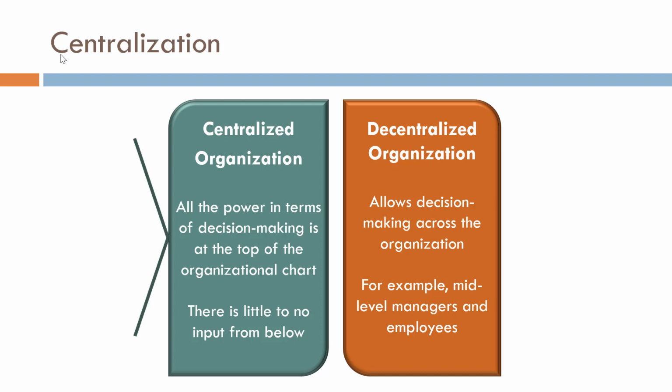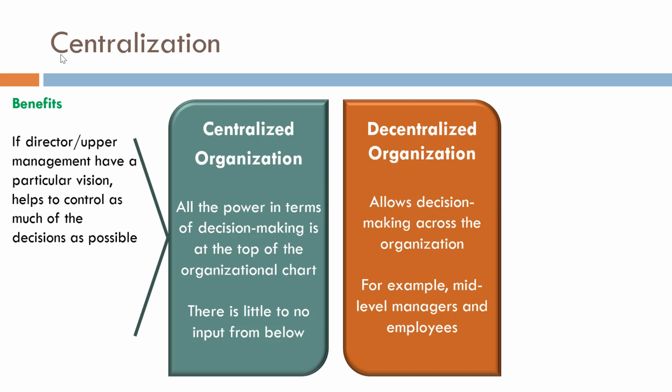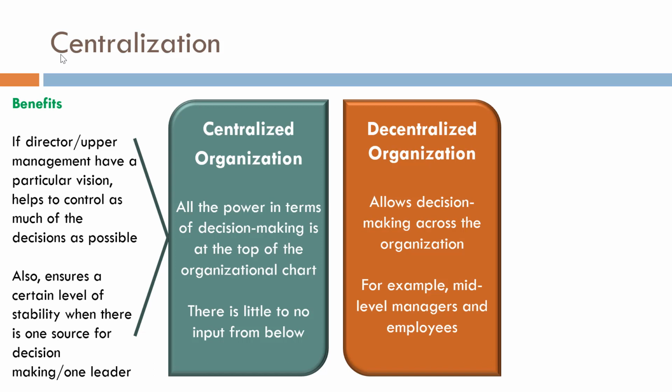In terms of benefits of a centralized organization, it could be the case that sometimes there's a director or a group of people in upper management who have a particular vision for the agency. And so having a centralized decision-making authority that's vested in just them or one person helps to control as much of the decisions as possible to ensure that that vision is met. It also ensures a certain level of stability when there is one source of decision making or one leader.